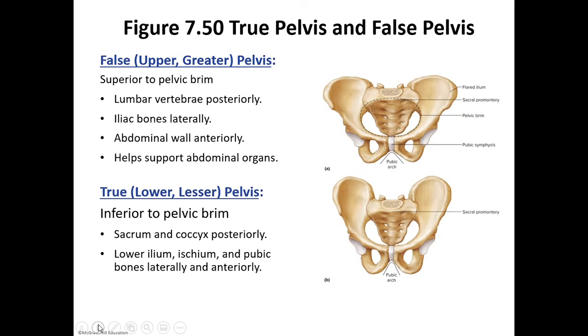There we go. Now we're looking at the true and false pelvis. When you look at the pelvis as a whole, you see there's a ring right around here. Anything superior to that ring is the false pelvis, and inferior to it is the true pelvis.